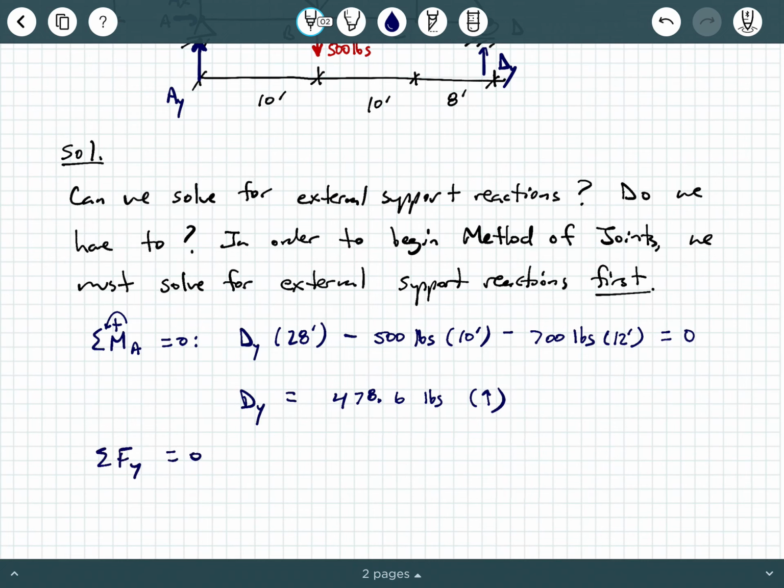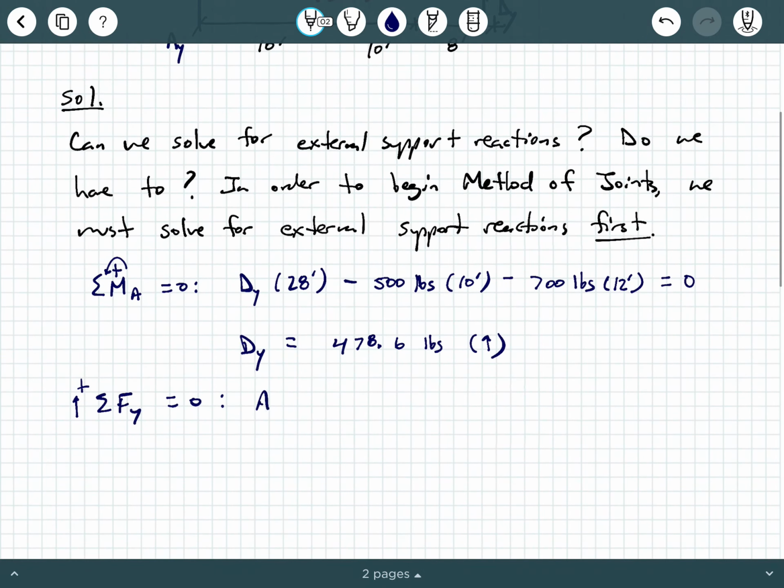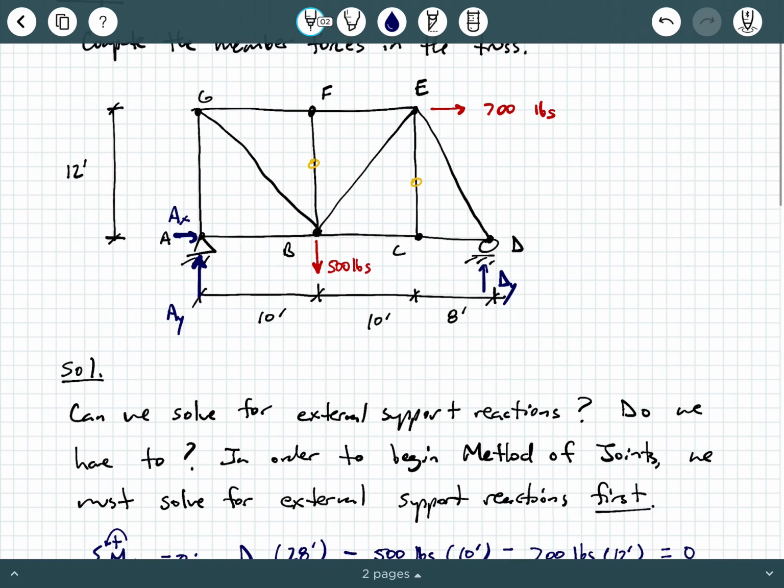Then we can say sum of the forces in the y direction equals 0. And so everything in the y direction we include in this equation. So AY minus 500 pounds plus 478.6 pounds equals 0. So we get a value of AY equals 21.43 pounds, and it is positive, so it's reacting upwards.